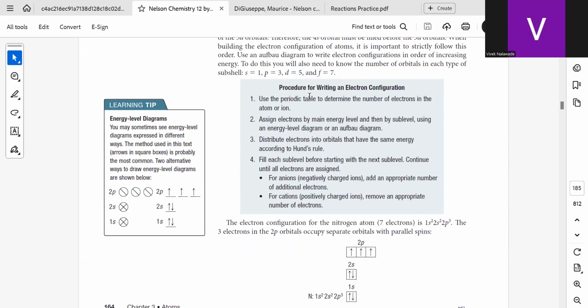So the procedure of writing electronic configuration: use the periodic table to determine the number of electrons in an atom or ion. Assign electrons by main energy level and then by sublevel using an energy level diagram or an Aufbau diagram. Distribute the electrons into orbitals that have the same energy according to Hund's rule. Fill each sublevel before starting the next sublevel, meaning you first fill the electrons in the 1s. After 1s is completed, then you go to 2s.